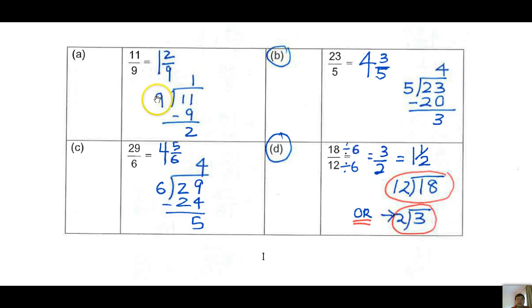Can you see? The 9 will always be the divisor, which is the denominator, and the remainder is the numerator. Get used to this, and the rest are similar. Pause this video to work it out.